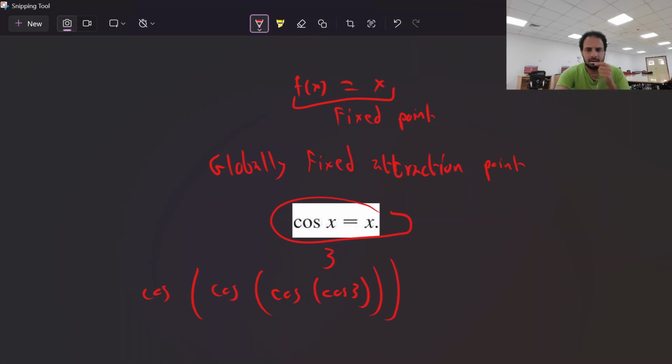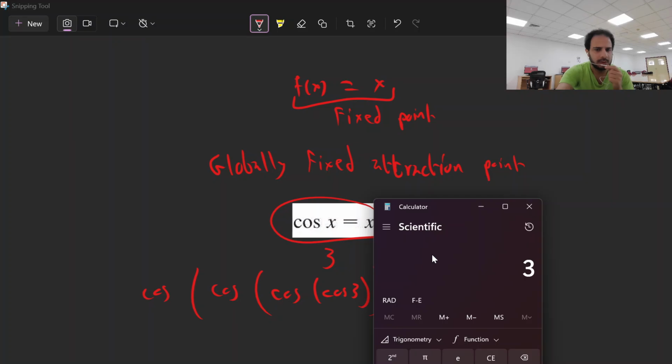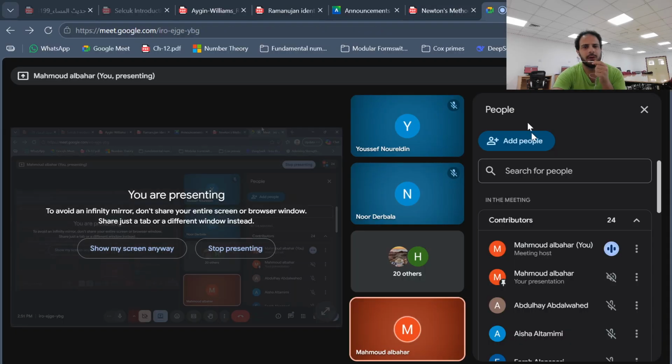I will show you here. Let's do it. For example, start with 3. Keep applying cosine. See? The value is getting close to the solution, right? So it's a fixed attraction point. What's the meaning of globally here? It means that you can choose any number you want, and you keep applying cosine, you will get the solution. I tried 3. Now tell me another number. What do you want to try?